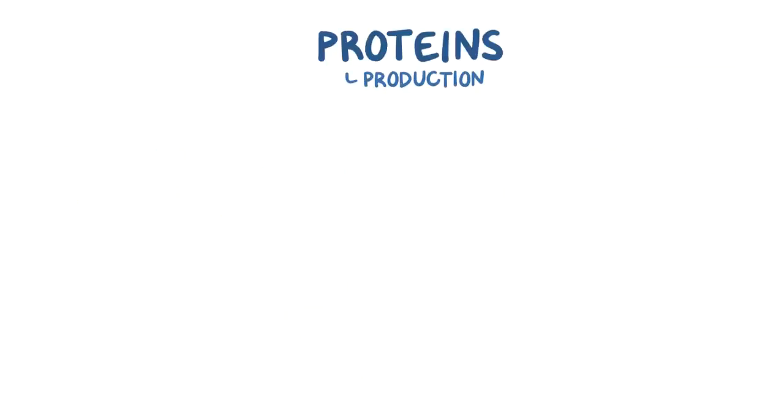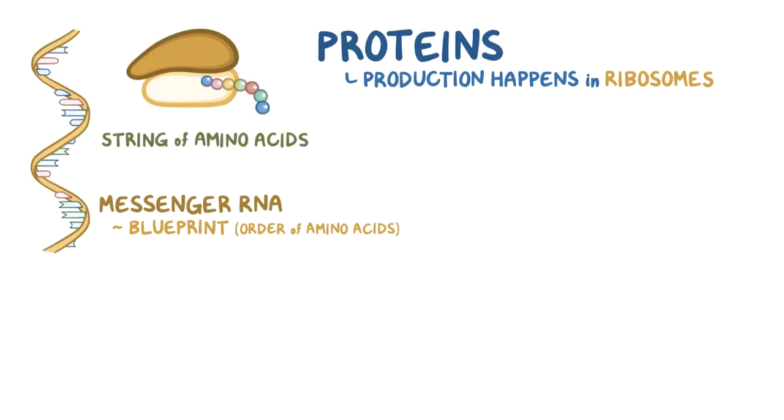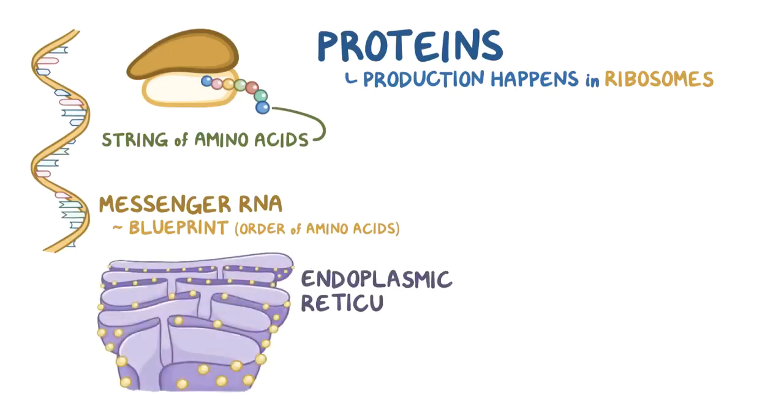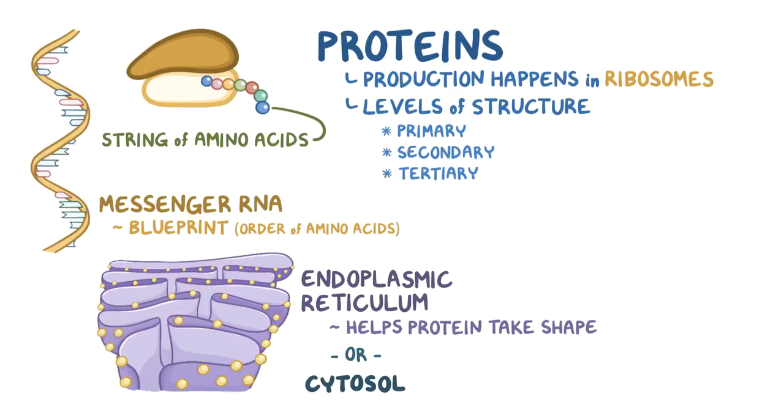Now, protein production itself happens in cellular structures called ribosomes, which use the messenger RNA, which is essentially a blueprint that tells the ribosome exactly the order of amino acids that are needed. At this point, the protein is just a growing string of amino acids. As it grows, it's either being injected into another organelle, called the endoplasmic reticulum, which will help the protein take shape, or it's being translated directly into the cytosol. Now, the proteins have multiple levels of structure to them: primary, secondary, tertiary, and quaternary structure, creating a hierarchy.